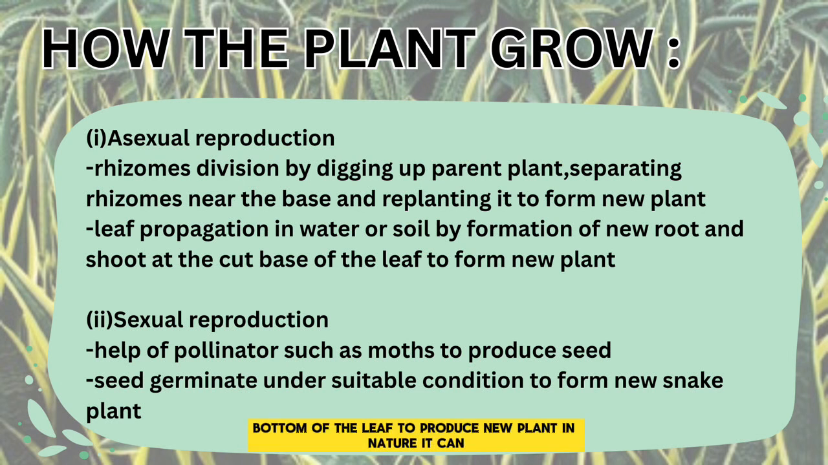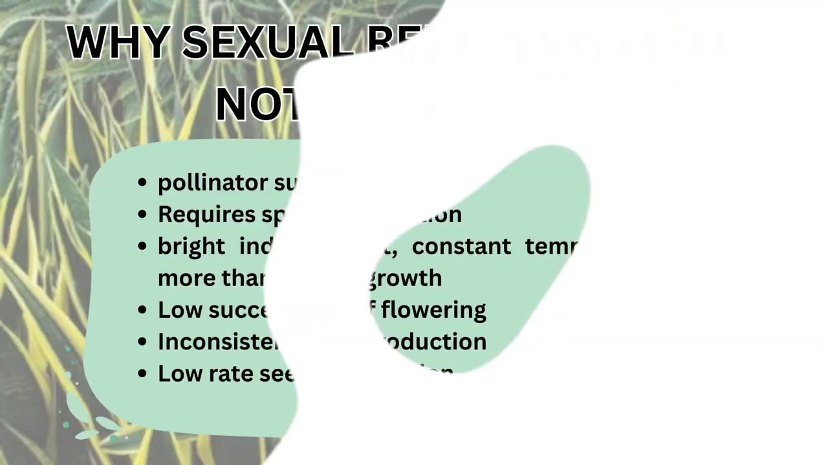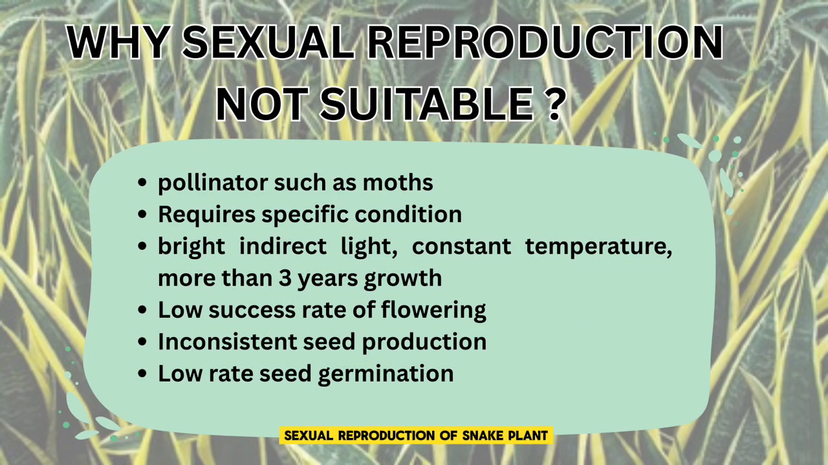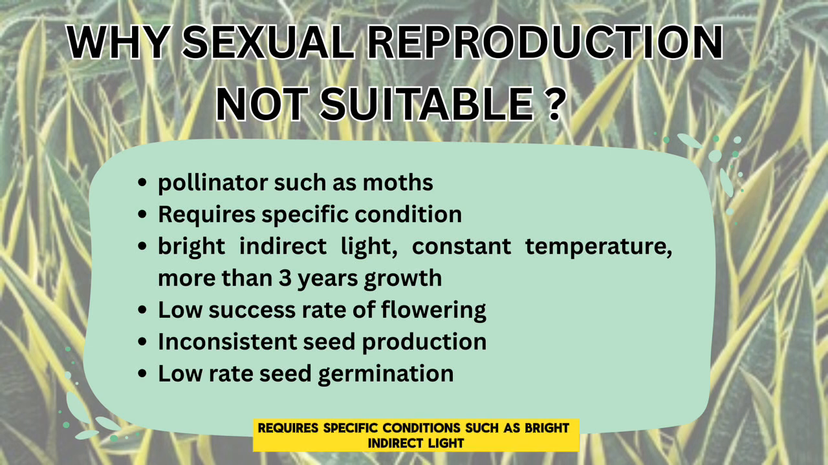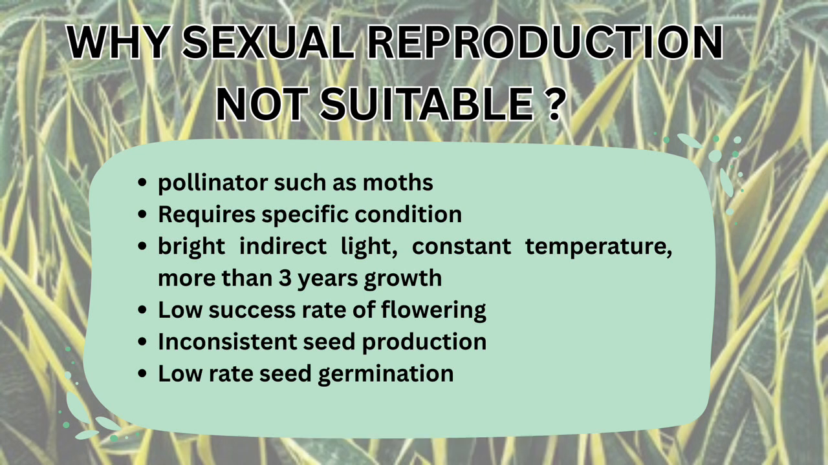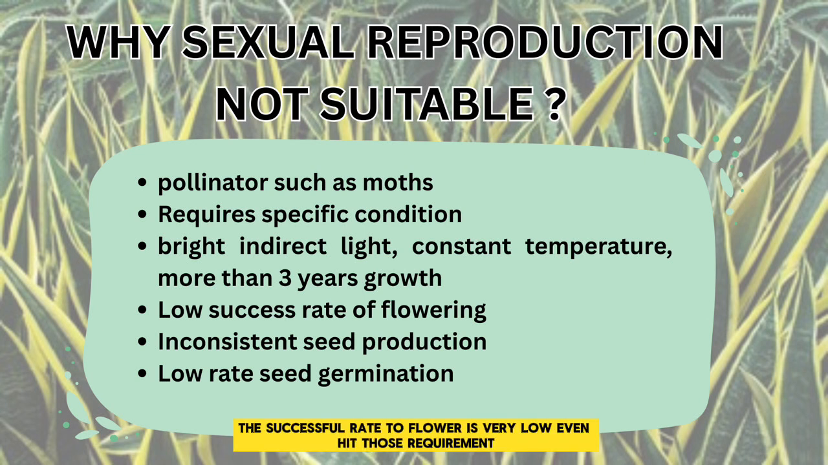In nature, it can reproduce sexually with the help of pollinators such as moths to produce seed. Then, the seed germinates under suitable conditions to form a new snake plant. Sexual reproduction of snake plant requires specific conditions such as bright indirect light, constant temperature, and more than 3 years of growth. However, the success rate to flower is very low, even if it meets those requirements.